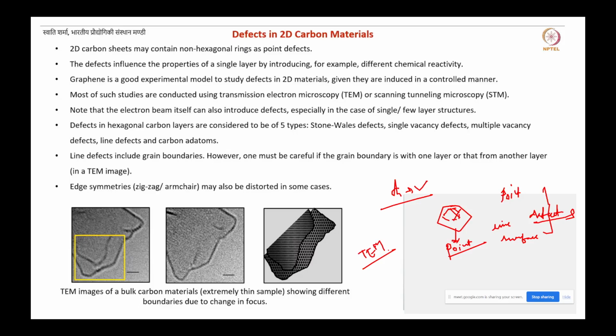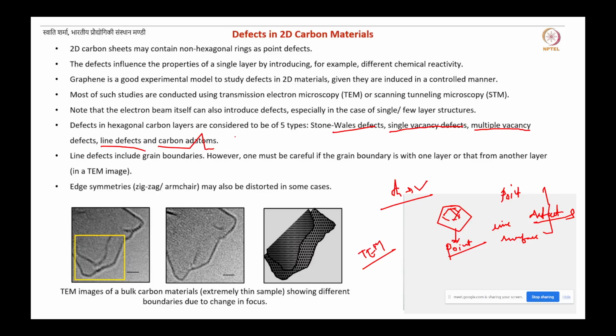So overall, in a nutshell, there are five kinds of defects present here. The first one is your Stone-Wales defect. The second one is your single vacancy defect. Third is your multiple vacancy defect. Fourth is your line defect. Fifth is your carbon additives. We'll see what each is, how it can be introduced, how it looks, and how it affects the properties of your material.